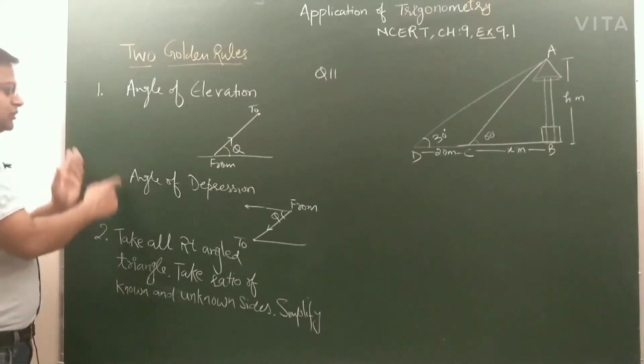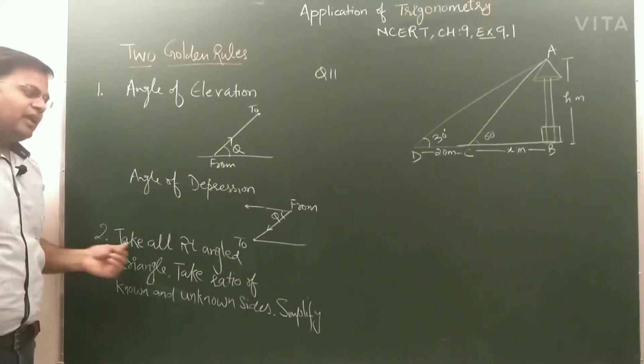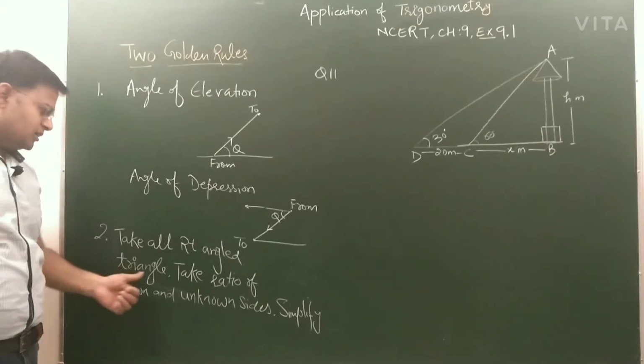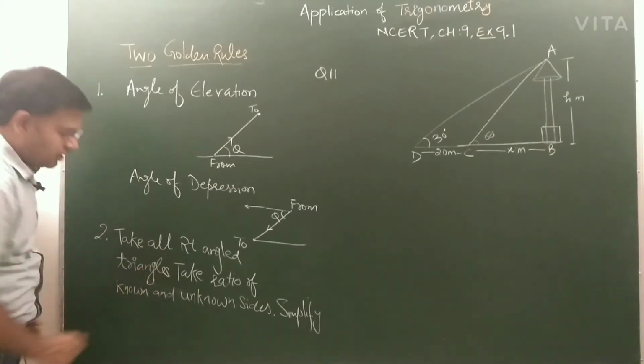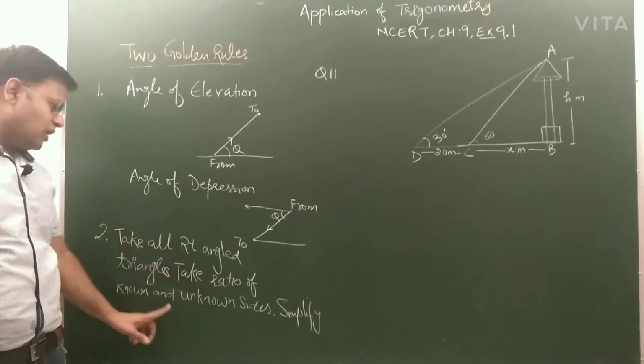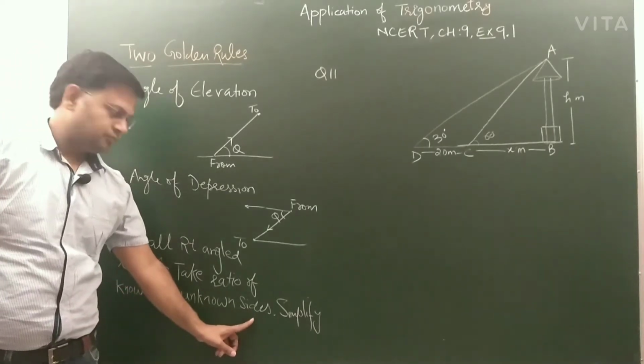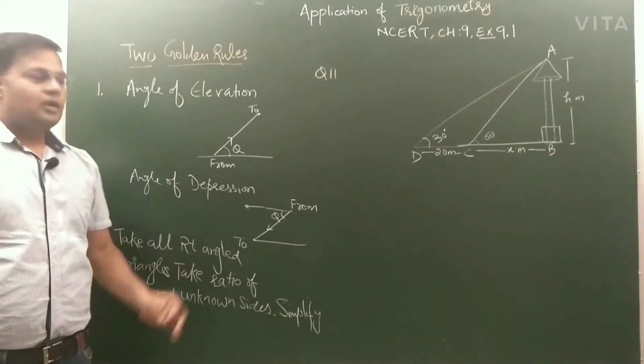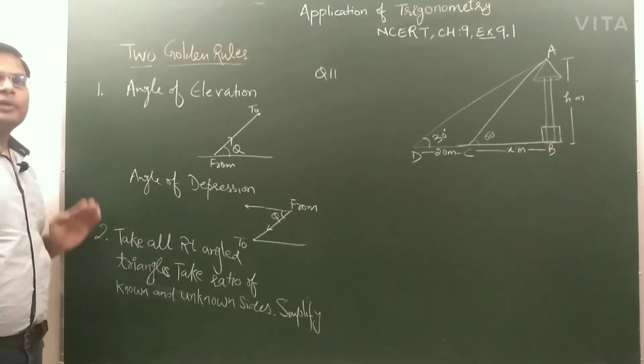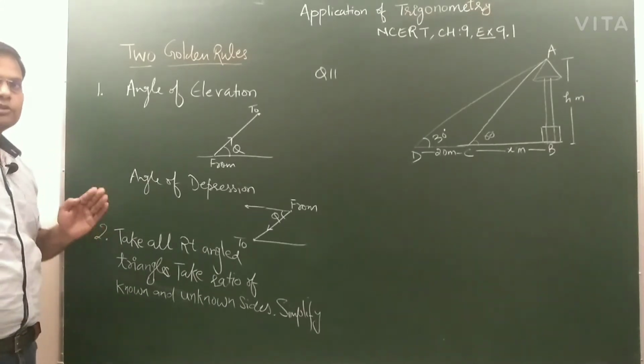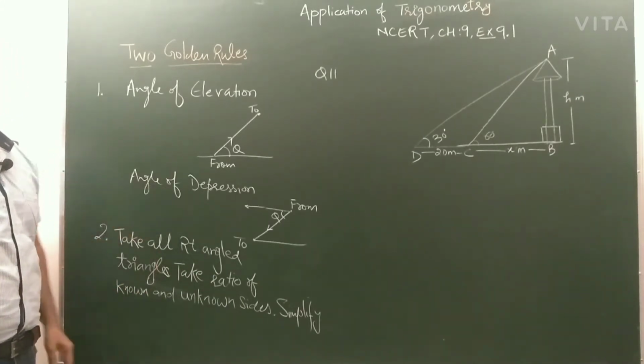So this is the first rule. The second rule is that you take all right angle triangles in your figure and take the ratio of known and unknown sides, and then simplify. If you follow these two rules, you will be able to solve each and every question of this chapter, application of trigonometry.